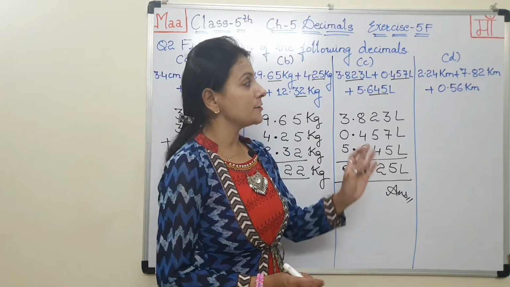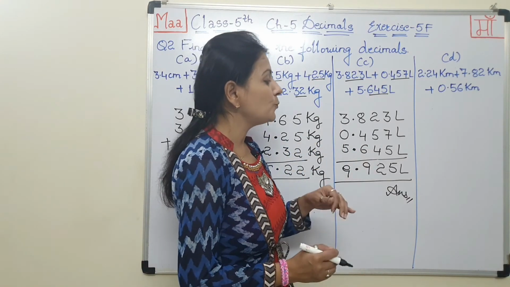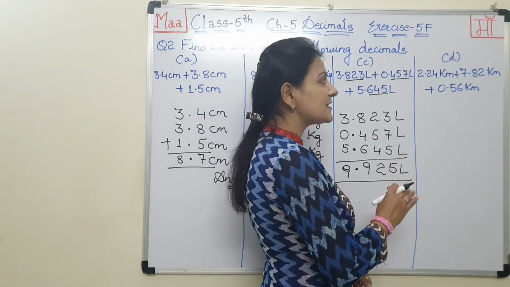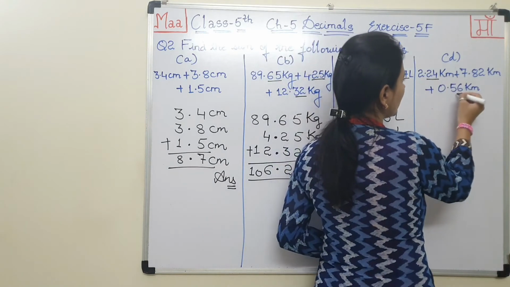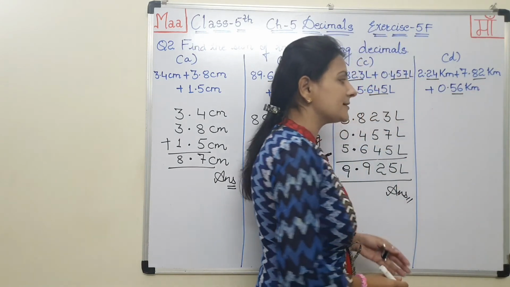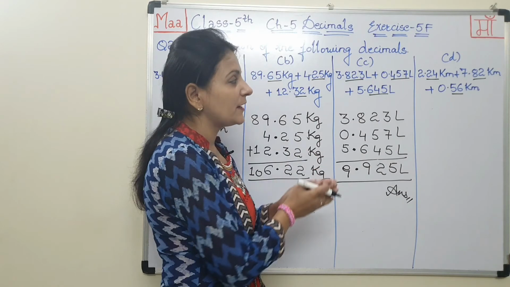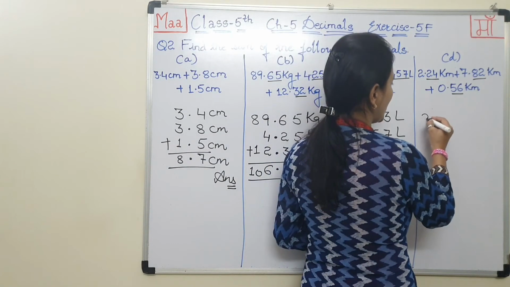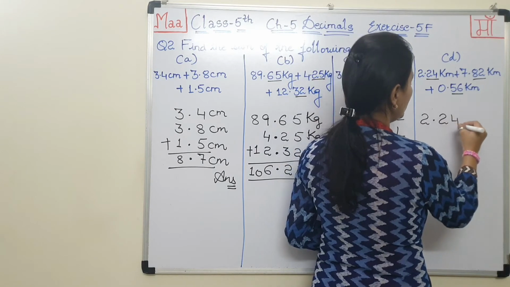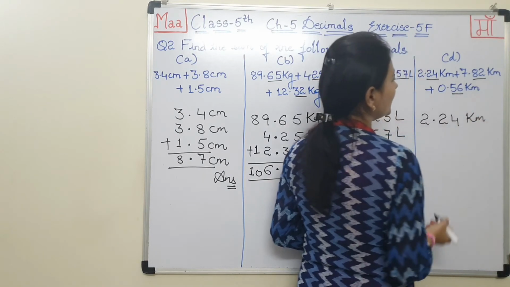So let us now move on to part D. It is 2.24 kilometer, 7.82 kilometer and 0.56 kilometer. So here two digits after decimal. Again the decimal numbers are given in like decimals. So arrange it in column as 2.24 and then put the unit kilometer.